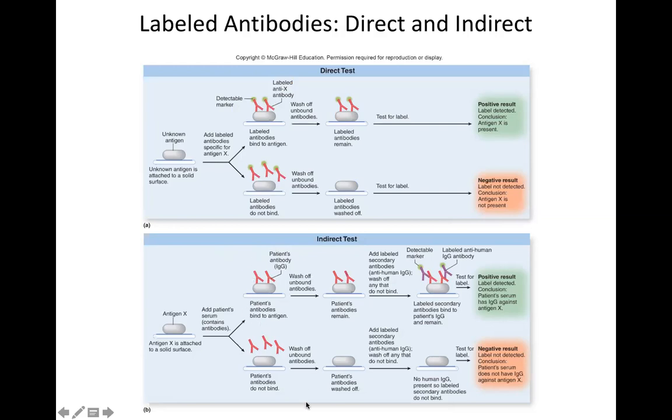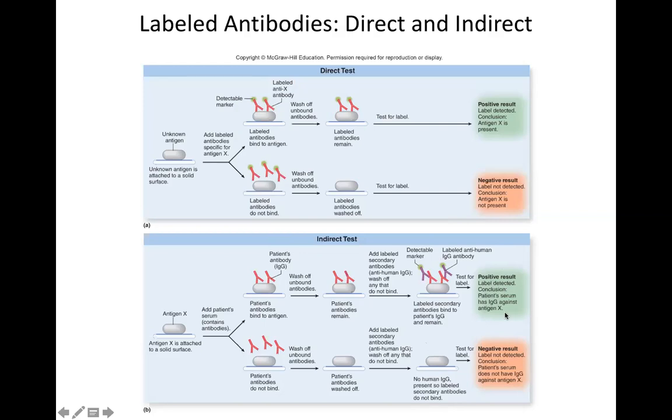I then do a wash. In this case, if they have antibodies in their serum to that antigen, it sticks. If they don't, it gets washed off. I then take an antibody that binds to the antibodies that are attached, and these now have the fluorescent signal or whatever signal you have on them. Nothing binds to this because there's nothing to bind to, and then I can get a reading again.